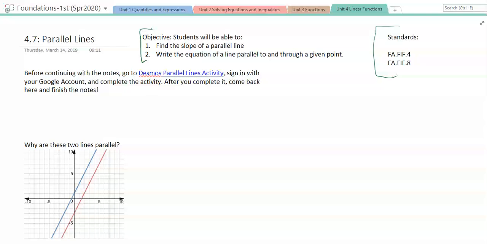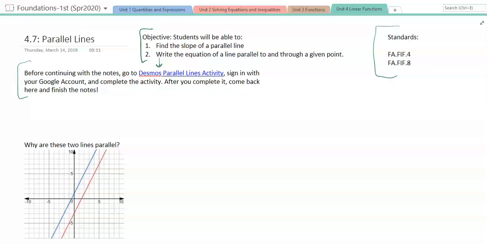So first thing, remember from the announcement video, go and click on this link right here, this Desmos link, and go and complete the parallel lines activity. Again, that will show you some ideas on why parallel lines are the way that they are. It'll take you about 15 minutes to do that activity, maybe 20, but go complete it first, pause this video, go do that, and then come back and listen to my notes.